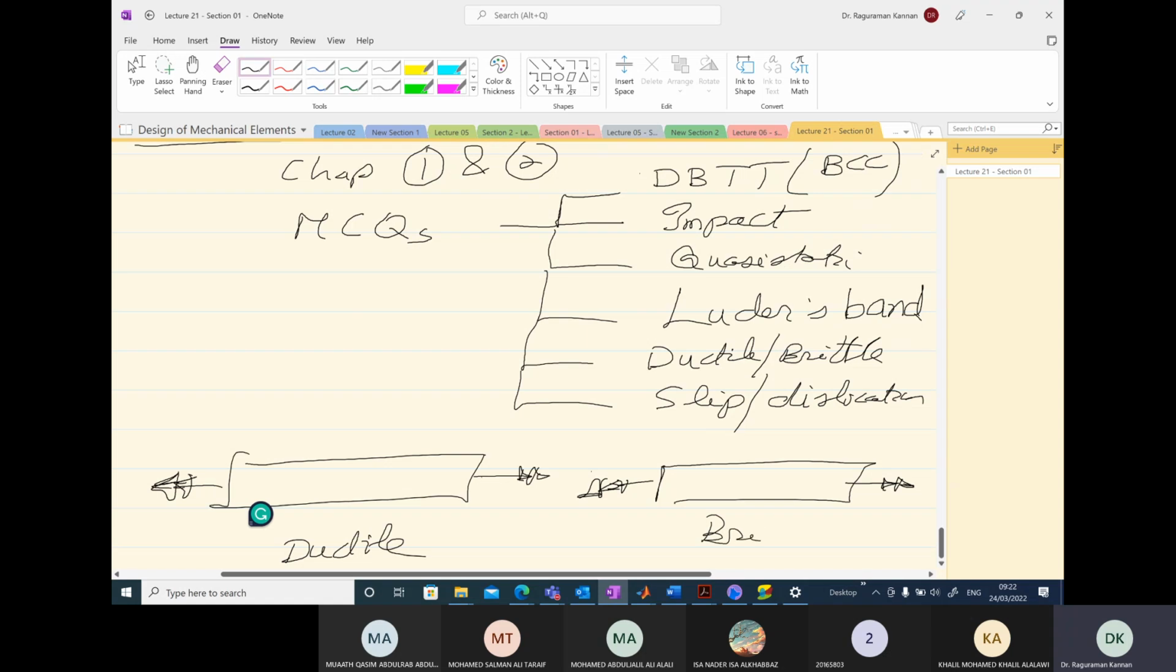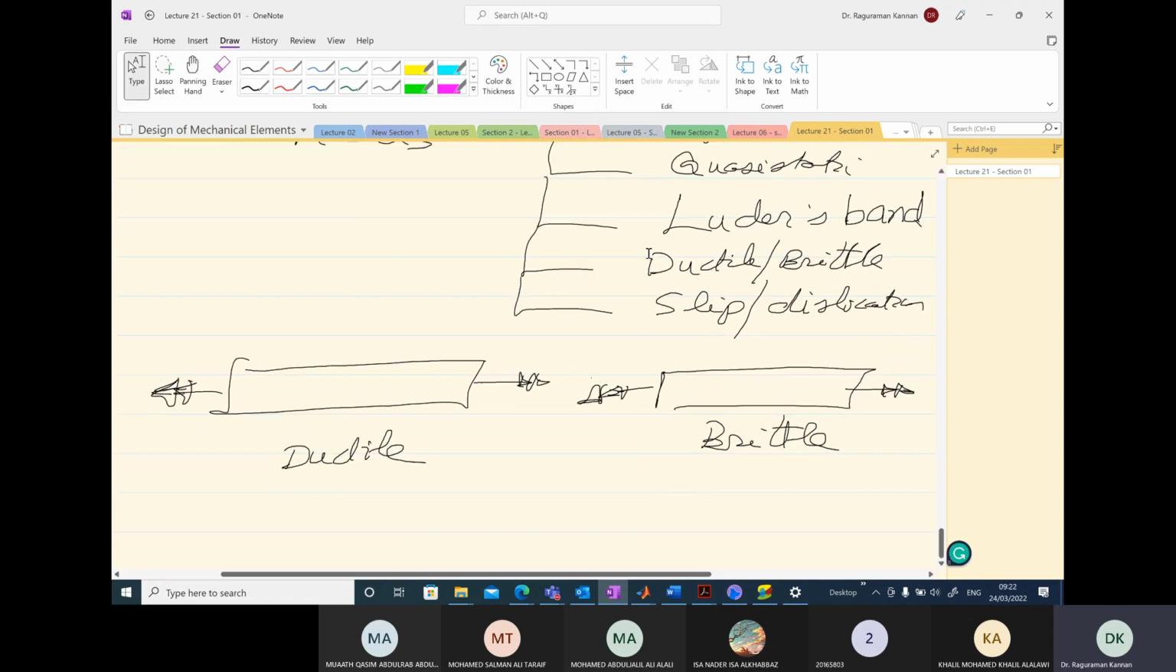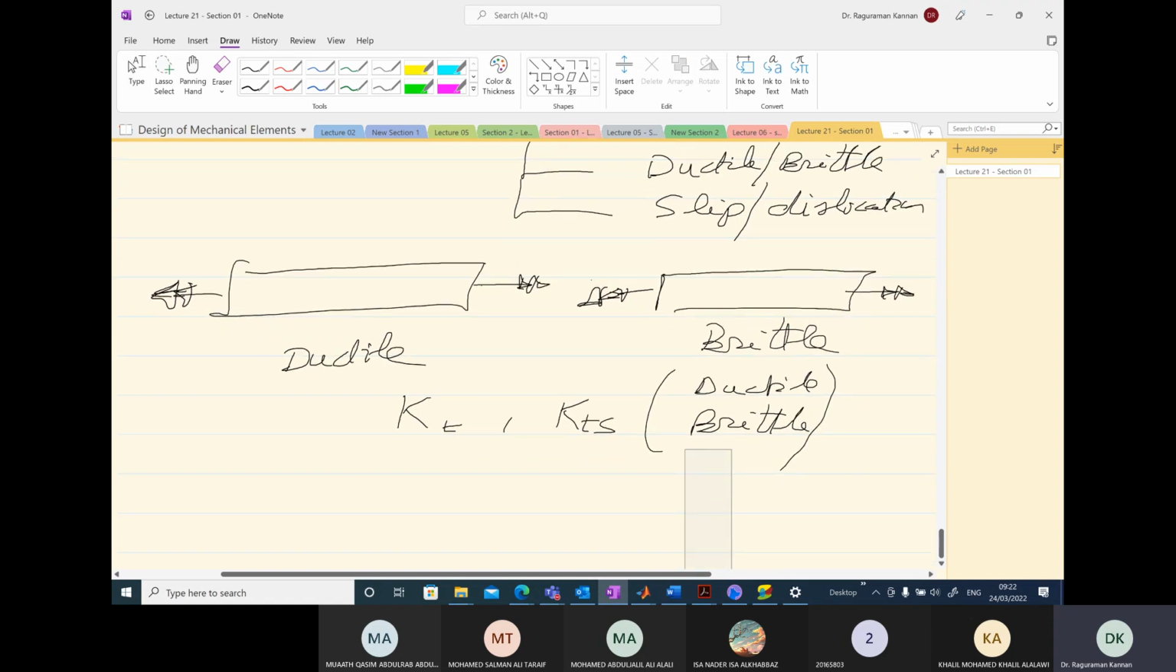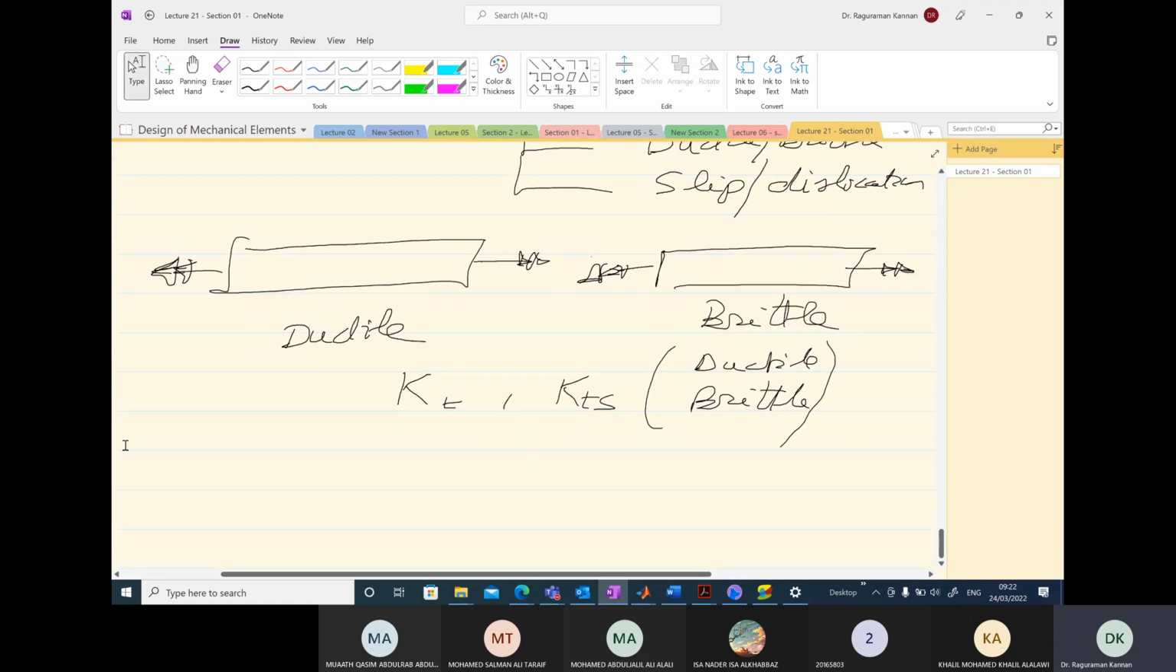Ductile and brittle materials, then stress concentration factor, KT, KTS, how do we use them for ductile or brittle materials? Okay, then what else we have? So these are some of the things you should be aware of while talking about the material properties.